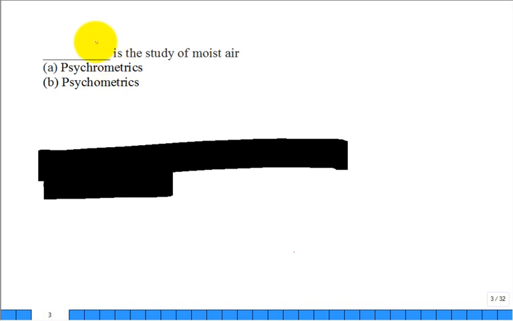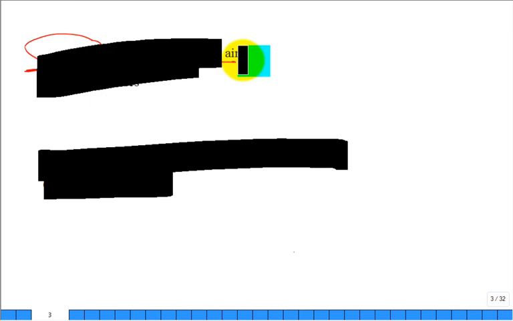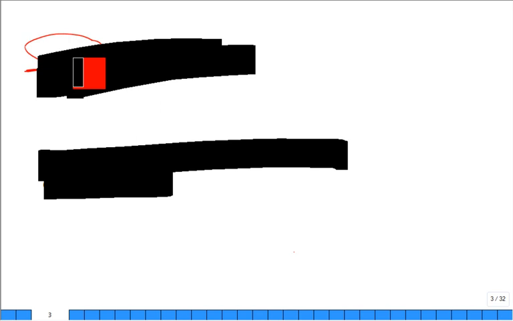So which word is it that is a study of moist air? You raise your hand, and then you're done for the day. There may be more challenging questions. You got it. What is it, A or B? A. A for the study of moist air. Now we cover up that answer very fast because there's a similar question. You may want to save your answer till later.